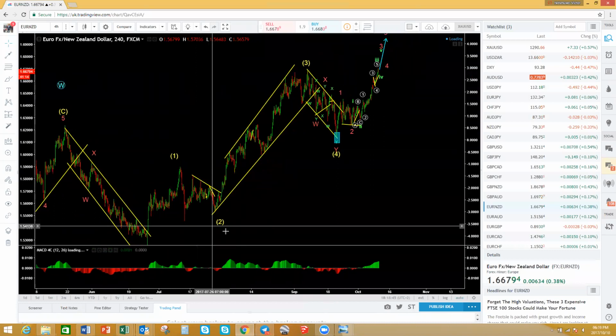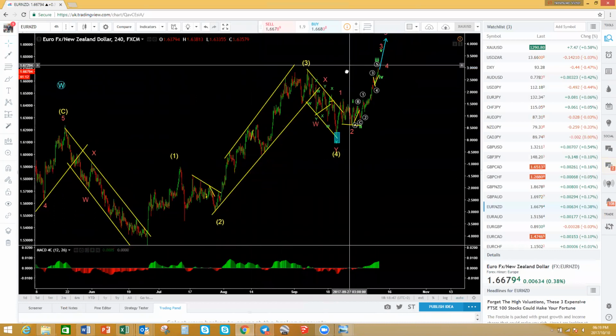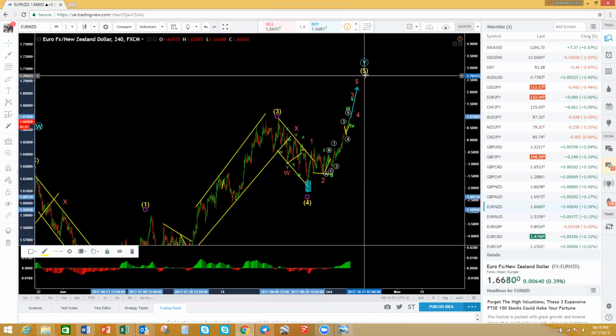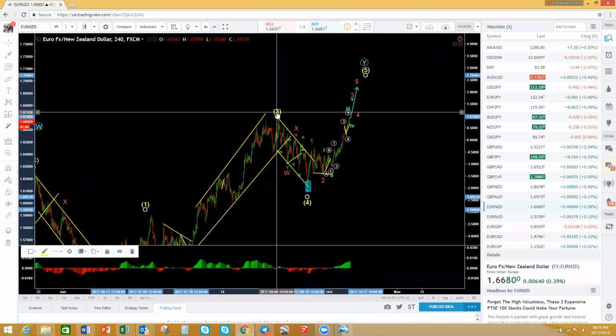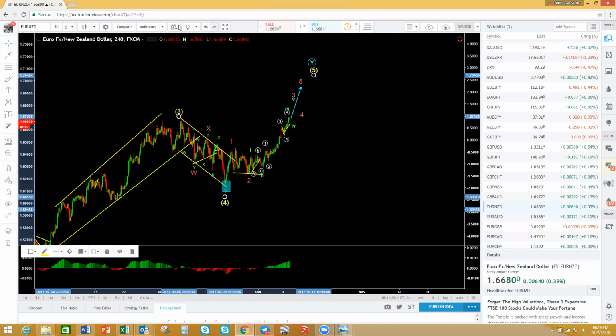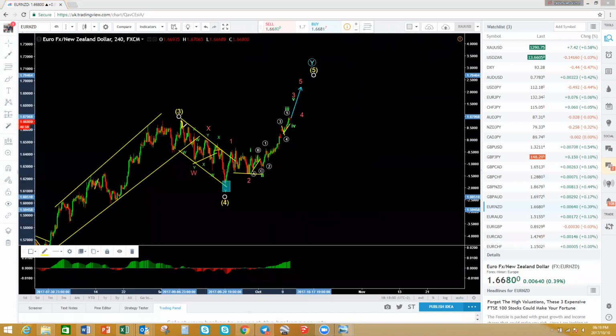Here we are, 1, 2, 3, 4, 5 impulse. Okay, actually the 5 had not completed, and that is what we were looking to trade. So I spotted this here, and I thought when it did this 1, 2, 3 here, there was an ABC and then we'll be ready to go. But it didn't go.